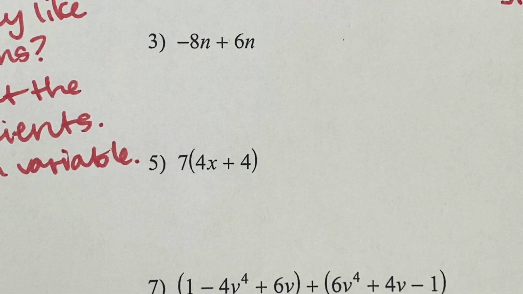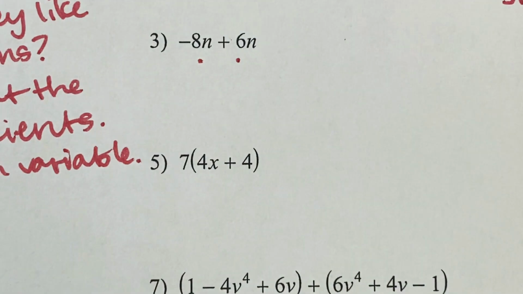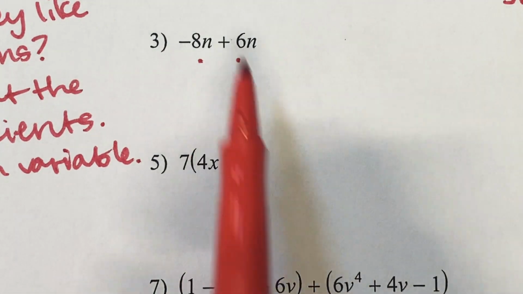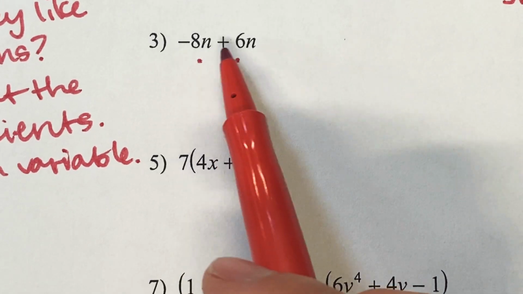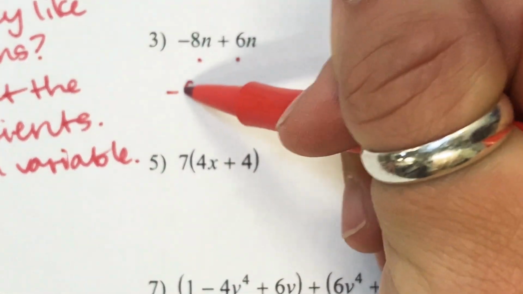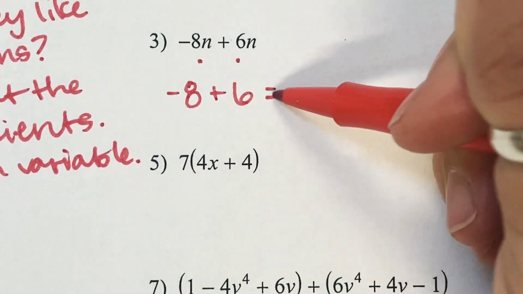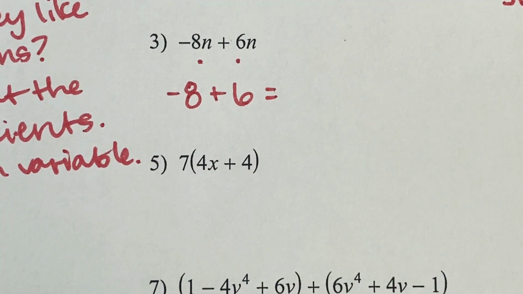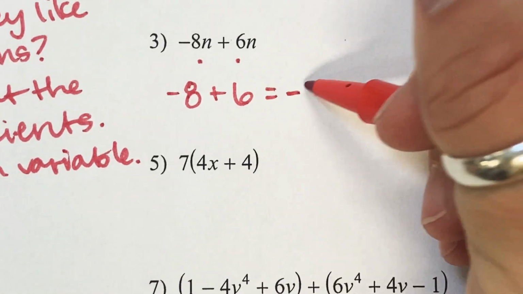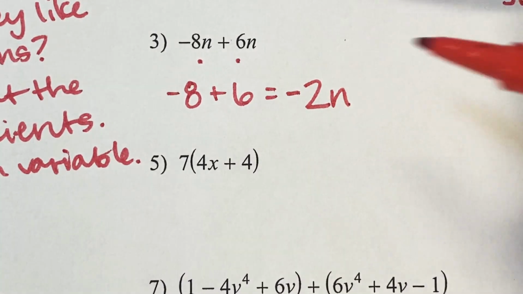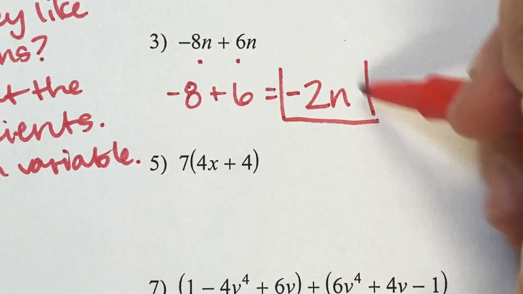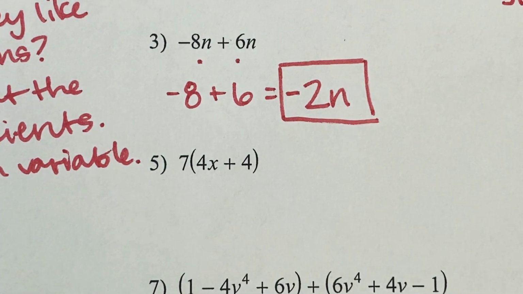Okay, are these guys like terms? I have two terms here. Are they like terms? Yes, they are. Okay, they both have an n to the first power. So we can just say negative 8 plus 6, just looking at their coefficients. What is negative 8 plus 6? Okay, we get negative 2. All we have to do is put the n back on. And simplified.